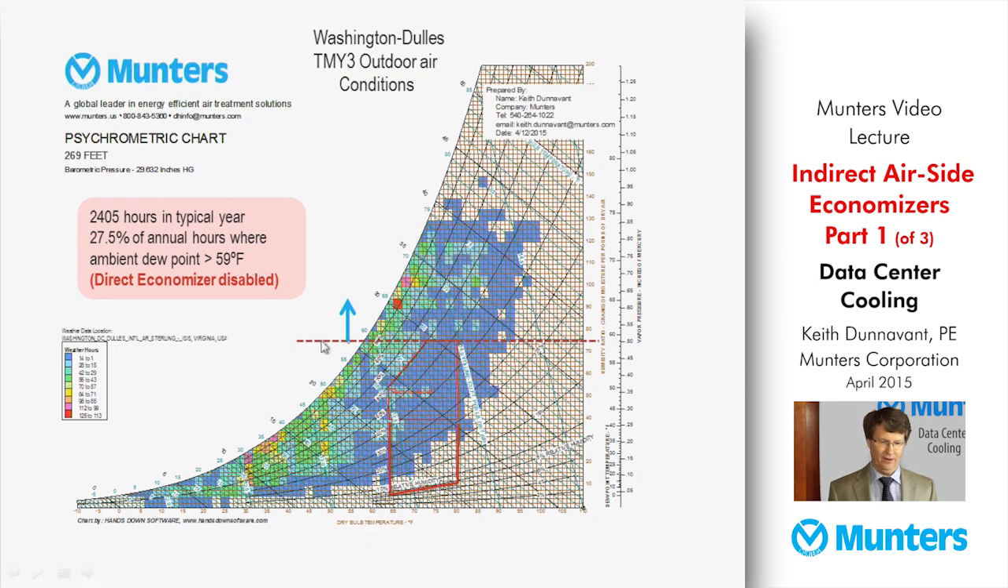So for all these hours, almost 30%, you would have to disable a direct airside economizer. It's too humid to introduce that air into your data hall, so you'd have to revert to 100% recirculation and utilize some either chilled water DX or perhaps water side economizer cooling to reject that heat.